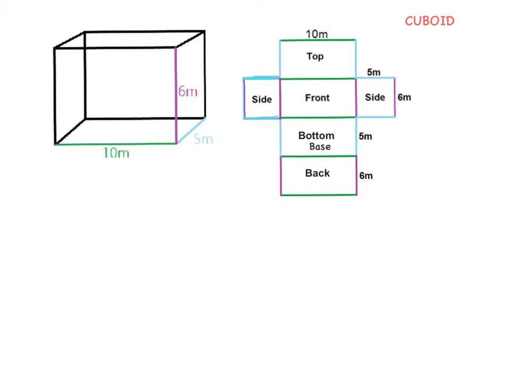Now, why do we need nets, okay? What is it for? We need it for finding the surface area, the total area, of the cuboid. And the total area of it is every single wall, okay? So let's say we have a room and we want to paint it. So we need to find how many square meters we need, okay? So we need to find actually what's the area of every single wall, okay?